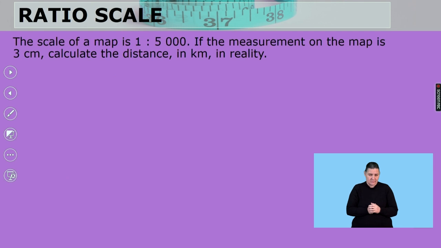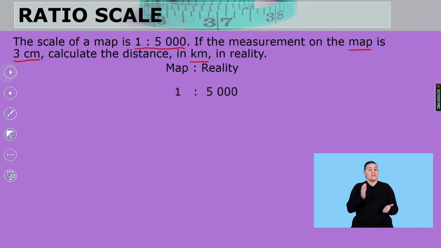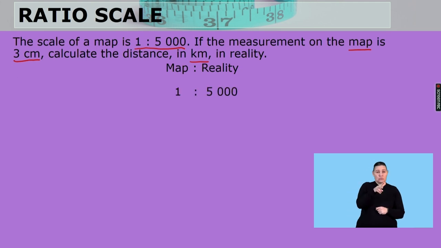So the scale of a map is 1:5,000. If the measurement on the map is 3 centimeters, calculate the distance in kilometers in reality. So we'll start with the scale. Now notice what I've done. I've separated again with those two dots, the colon. On the left-hand side is map, on the right-hand side is reality. And how do we read this? 1 unit on the map is 5,000 units in reality, because we have no real unit of measurement there.